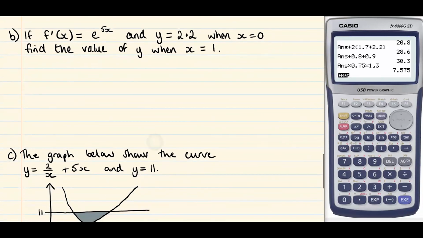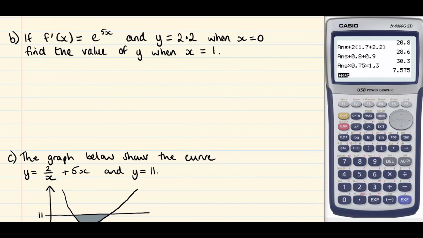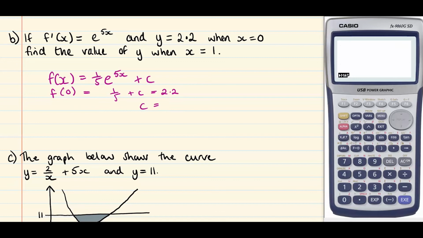Right, if f dash of x is equal to e to the 5x, we've got a coordinate to be able to help us work it out, find the value when x is 1. Okay, so f of x, first of all, if we integrate that, would be 1/5 e to the 5x plus c. Now we know f of 0 will equal 2.2. So 1/5 of e to the 0 plus c will be 2.2. Well, e to the 0 is just 1, so 1/5 plus c is 2.2. So c is 2. Make sure you don't stop there.